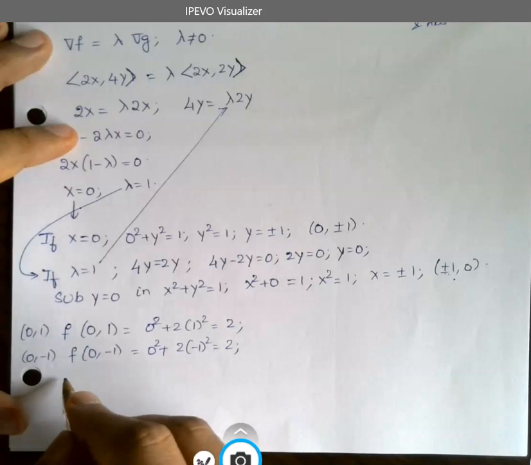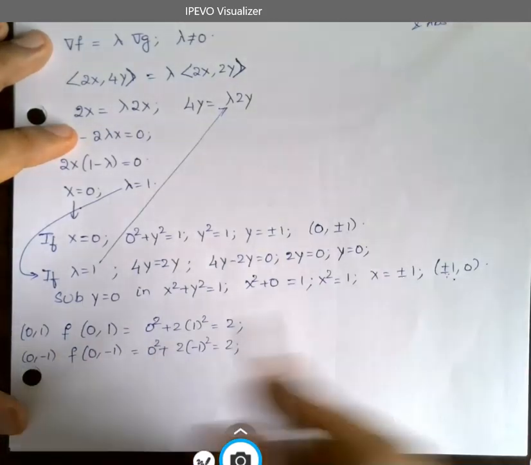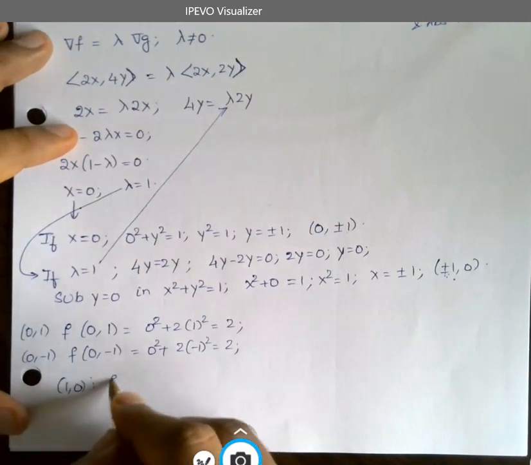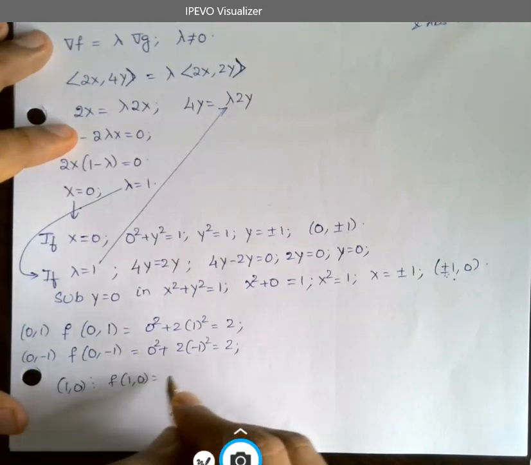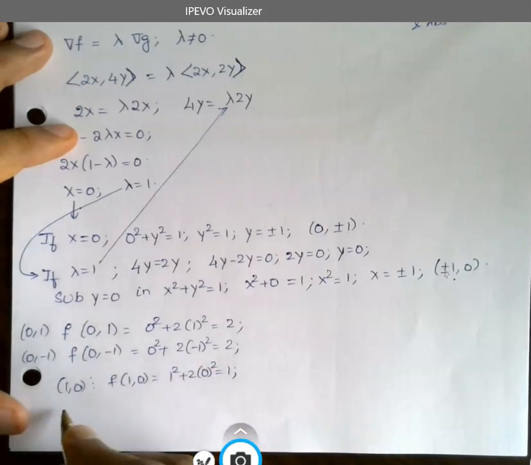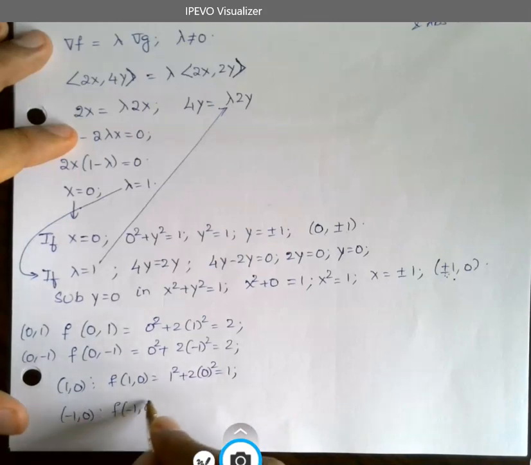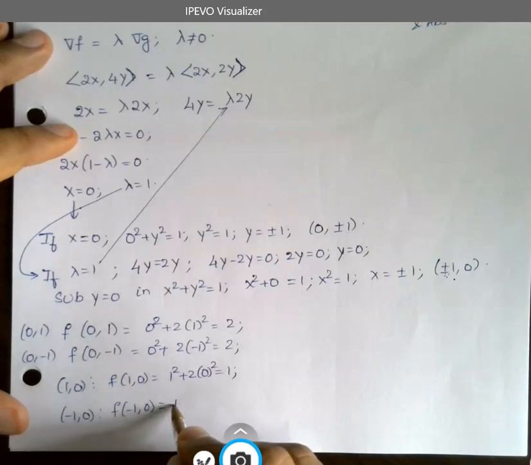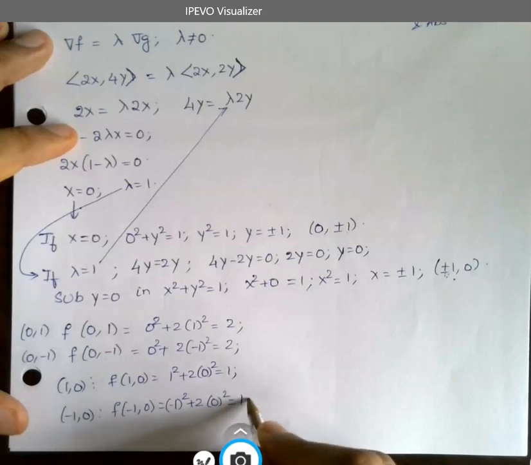And again, the function value at (1, 0) would be f(1, 0), which is going to be 1 squared plus 2 times 0 squared. So that's going to be 1. At (-1, 0), the function value is going to be (-1) squared plus 2 times 0 squared, which is going to be 1.